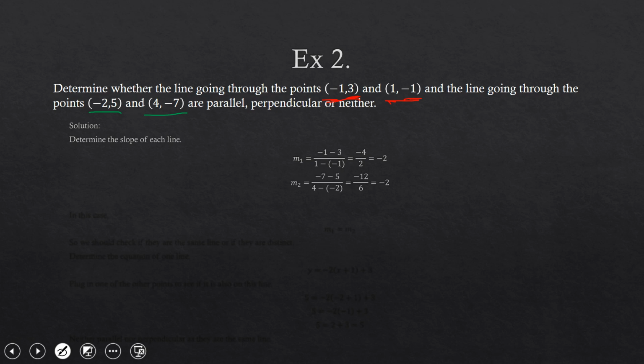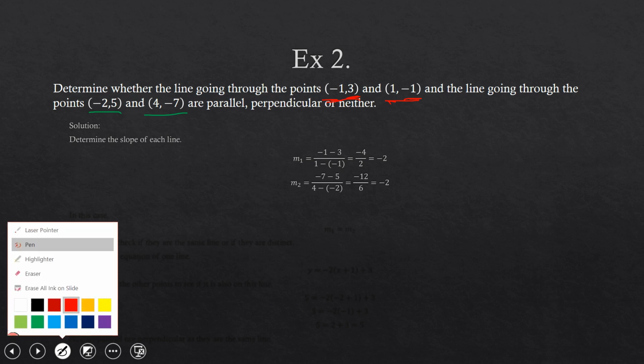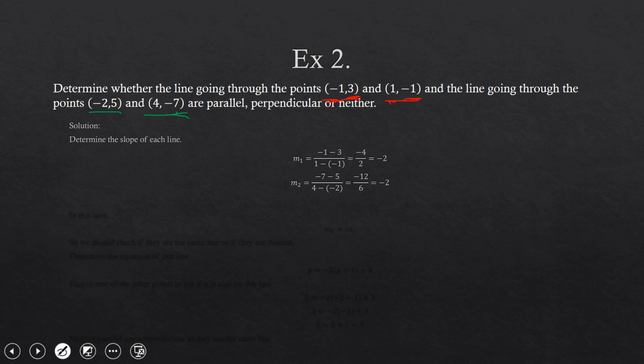And for M2, we'll do the same calculation. -7 minus 5 over 4 minus -2. -7 minus 5 is -12. 4 take away -2 is 6. And -12 over 6 is equal to -2. And so we can see from this that they are in fact the same. So M1 equals M2.